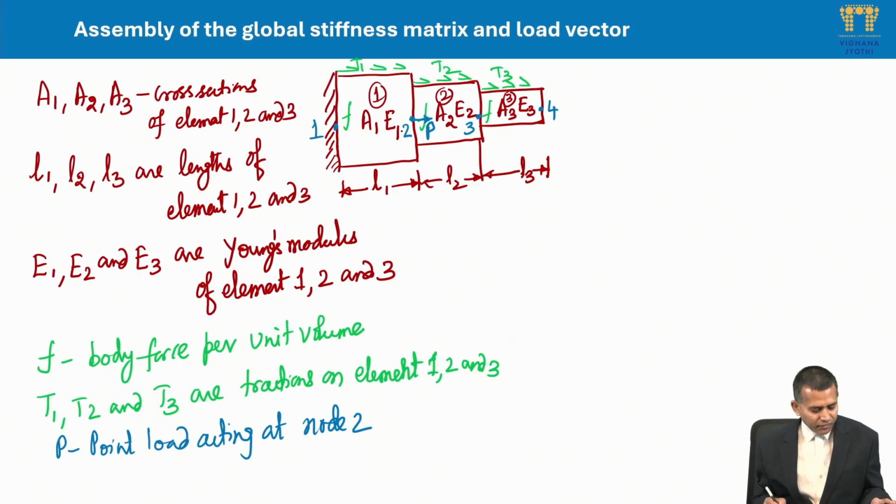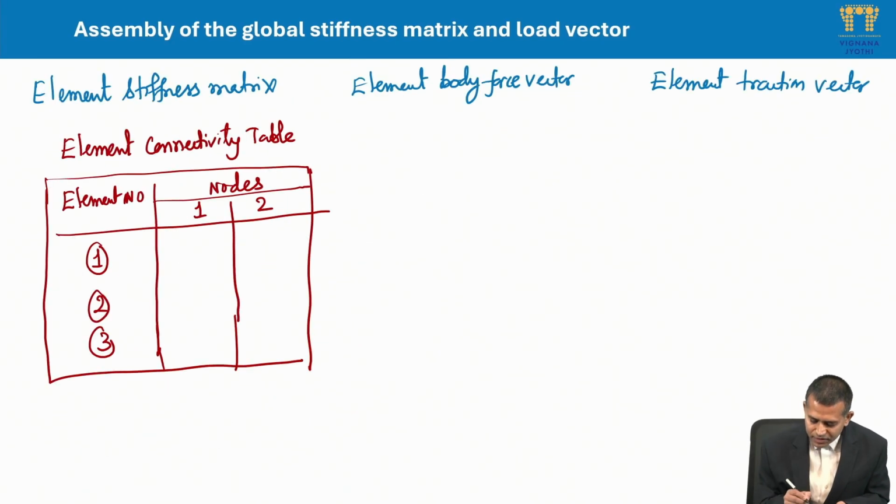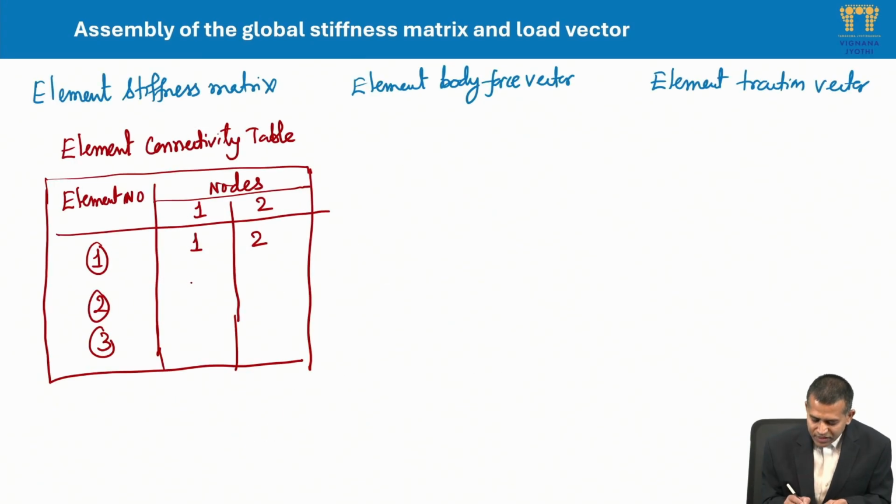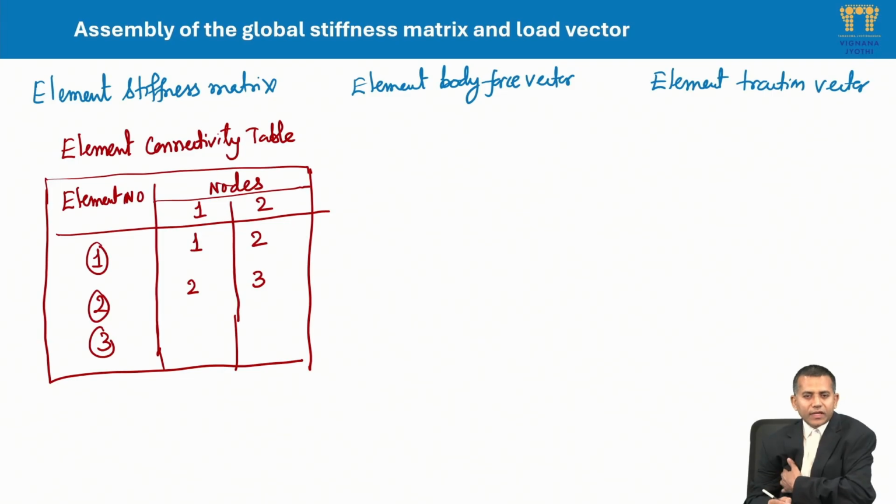So element 1 has nodes 1 and 2. So I can write this as node 1 and node 2, right? And if you see element 2, element 2 has nodes 2 and 3, and element 3 has 3 and 4, right? So the first node in element 2 is 2, and the second node is 3. Similarly, for my third element, the first node is 3 and the second node is 4. So this way I can write the element connectivity table.